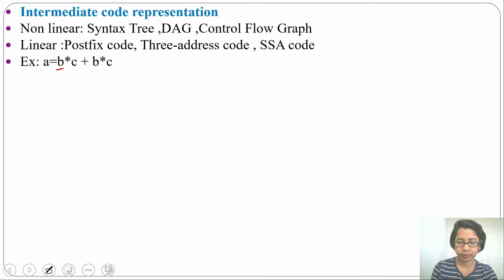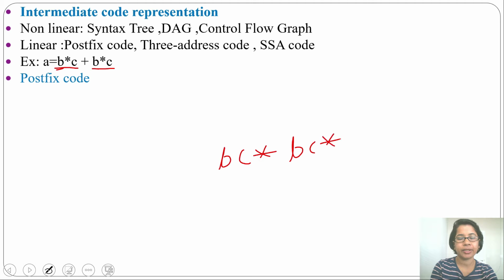Let me write postfix for this. According to precedence, multiplication has higher precedence over plus, so first we should evaluate multiplication. First I will write postfix code for multiplication. For B * C, we will write B C *. Then there is another multiplication, so we will write B C * for this. Then we need to add these two, so we will write plus here. Then this value will be assigned to A, so write A then equal. So this is the postfix code for this infix.